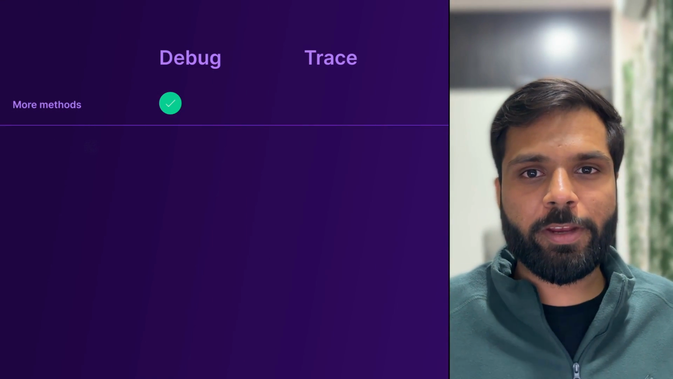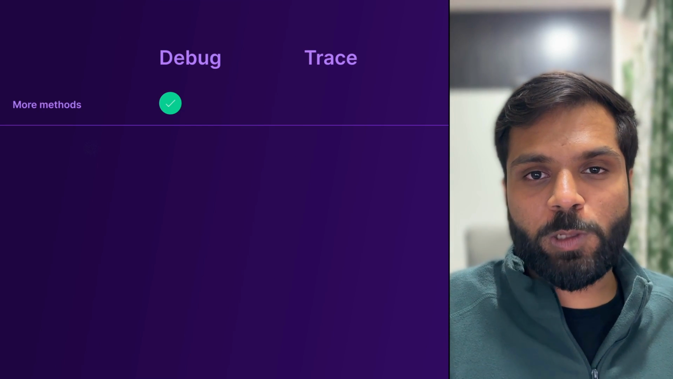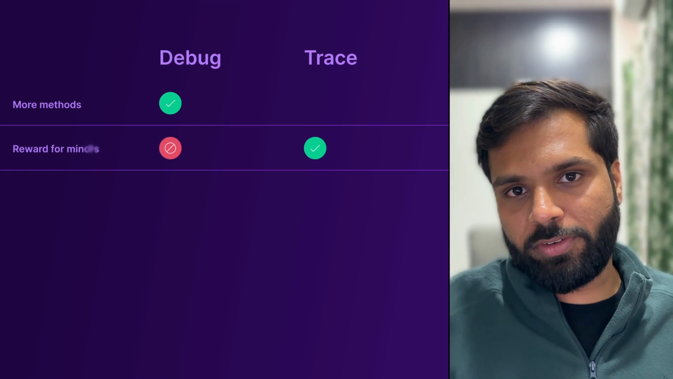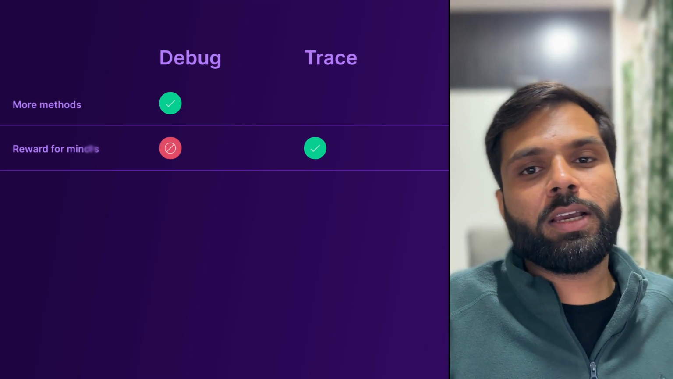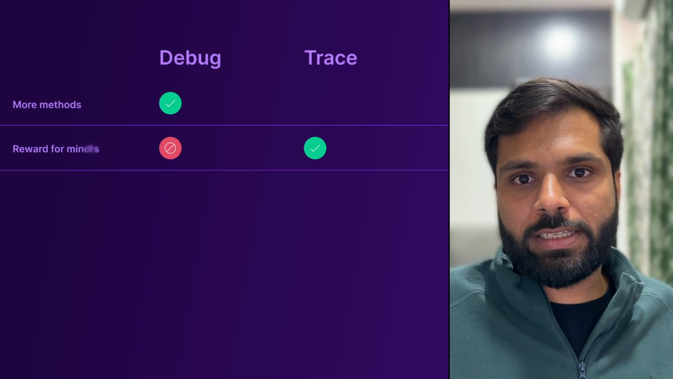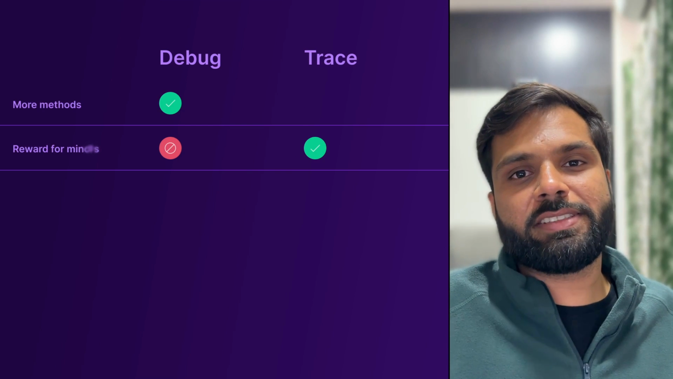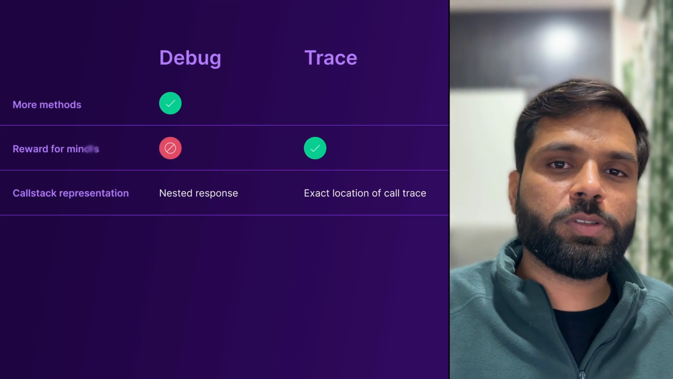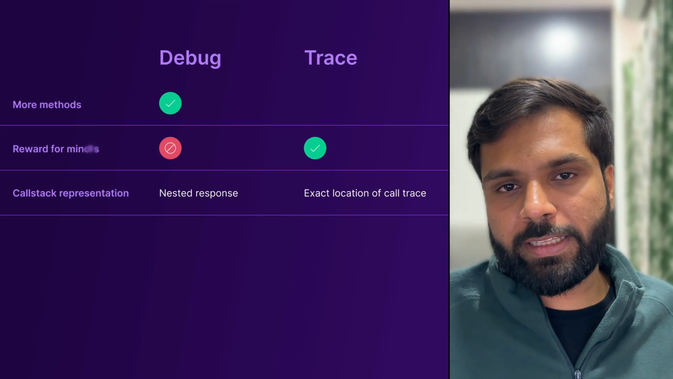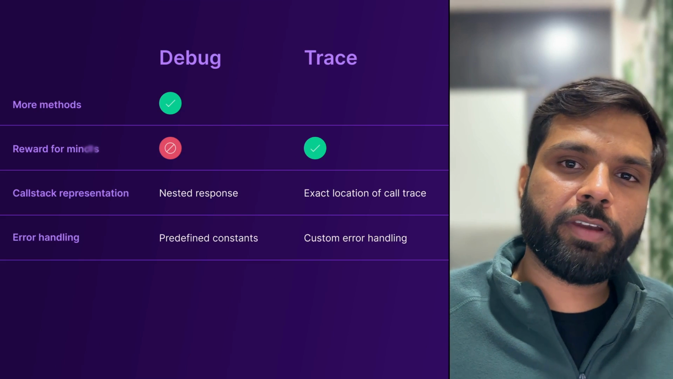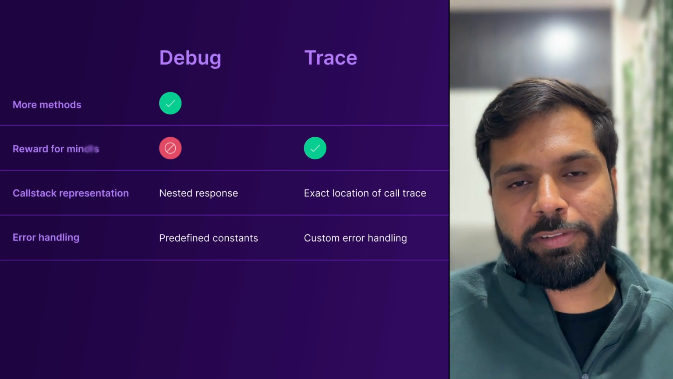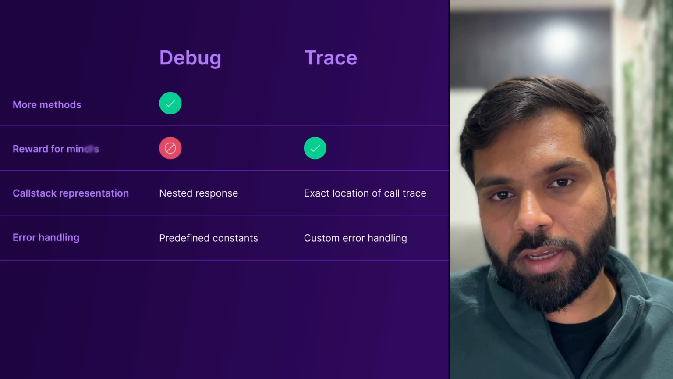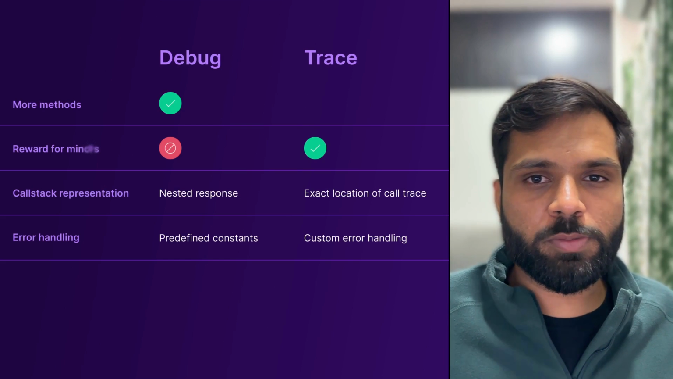Some differences between the debug and trace APIs are that the debug API has more methods compared to the trace API. The trace API also includes the rewards for miners in the trace, whereas the debug API does not. For the call trace, the trace API has a field called trace addresses, which gives the exact location of the call trace, whereas the call stack is in nested form in the response of a debug API. For error handling, the debug API uses predefined constants to represent the errors which might occur during an EVM execution, whereas constant error handling is used by the trace API.